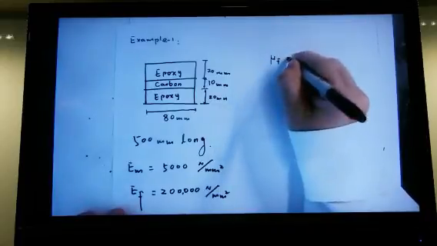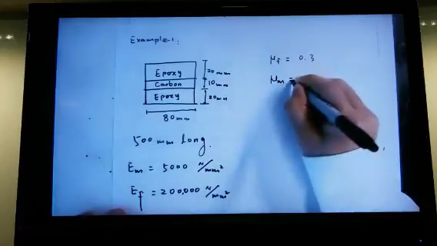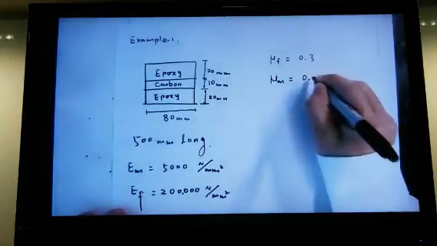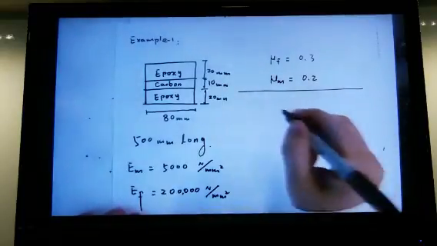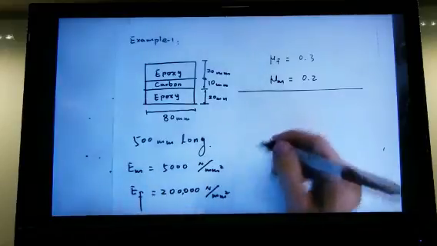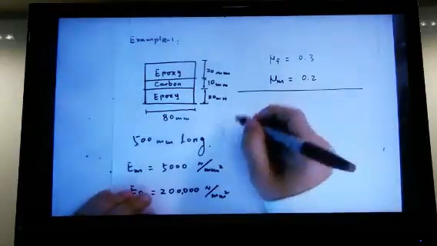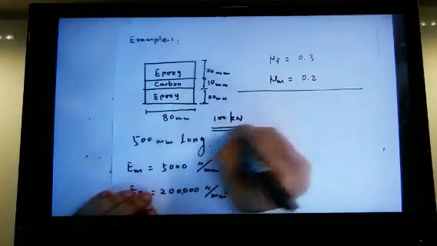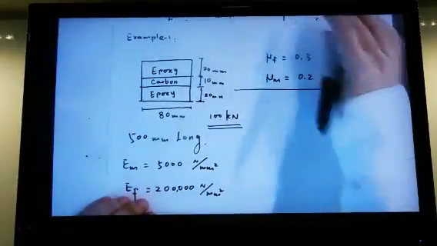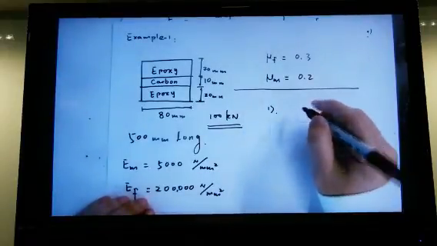Mu_F, Poisson's ratio of the fiber, is 0.3. Poisson's ratio of the matrix is 0.2. If the loading is along the out-of-plane direction, you apply a tensile loading on this composite system, and that loading is 100 kilonewton along the out-of-plane direction. I'm asking you to determine the length elongation of the bar.